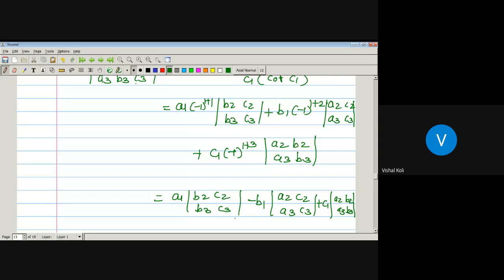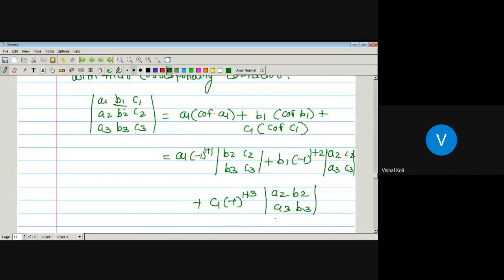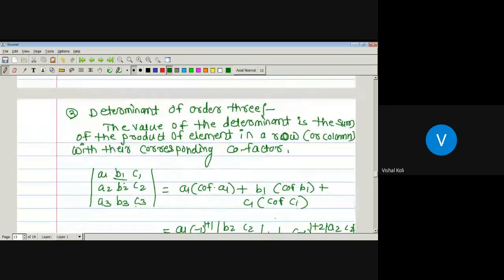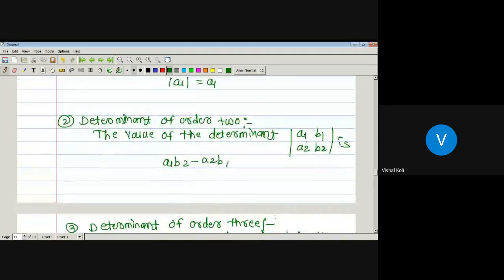And we know how to find the determinant of order 2, that is B2 into C3 minus B3 into C2, A2 C3 minus A3 C2, A2 B3 minus B2 A3. The second order determinant is also solved using this. Its actual value is nothing but A1 into cofactor of A1.